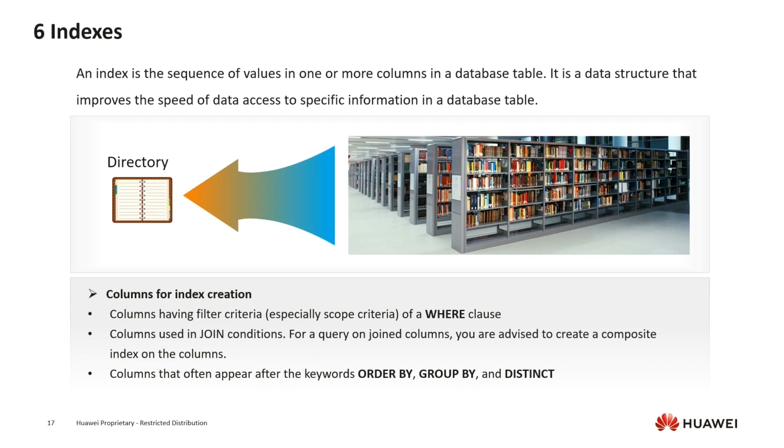Well, you may ask, which column should we create an index on? First, columns that have filter criteria in the where clause, especially scope criteria. Second, columns used in join conditions. For a query on joined columns, you are advised to create a composite index on those columns. Third, columns that often appear after order by, group by, and distinct. Discarded indexes need to be deleted as soon as possible because they occupy space and increase maintenance cost.